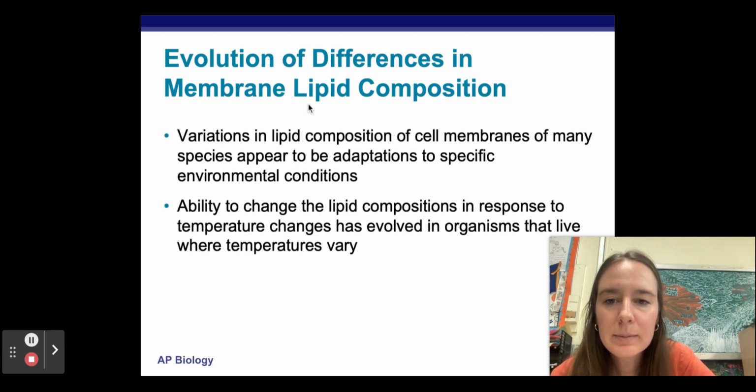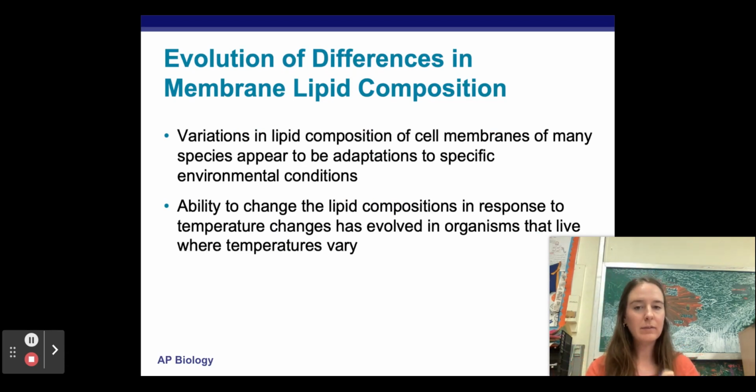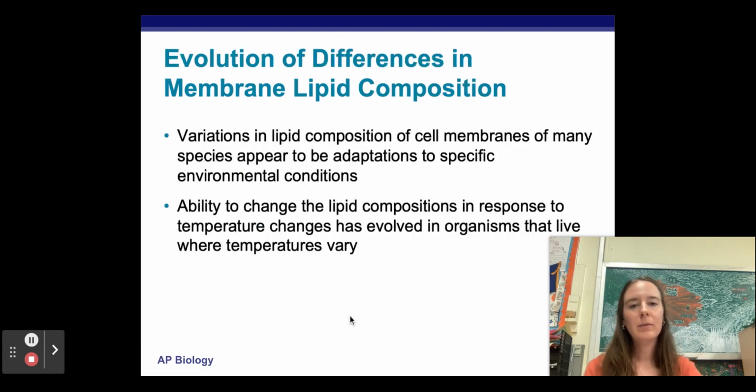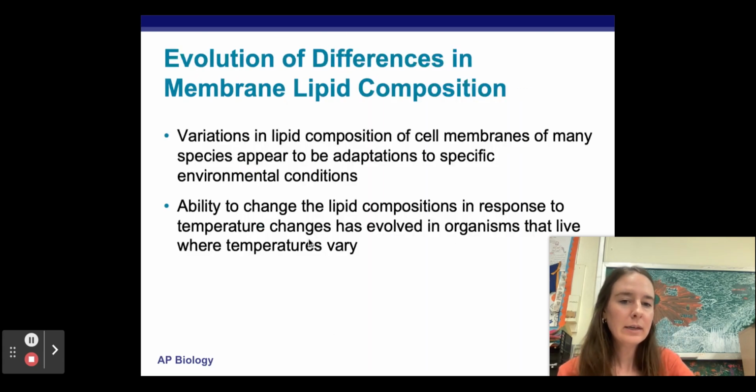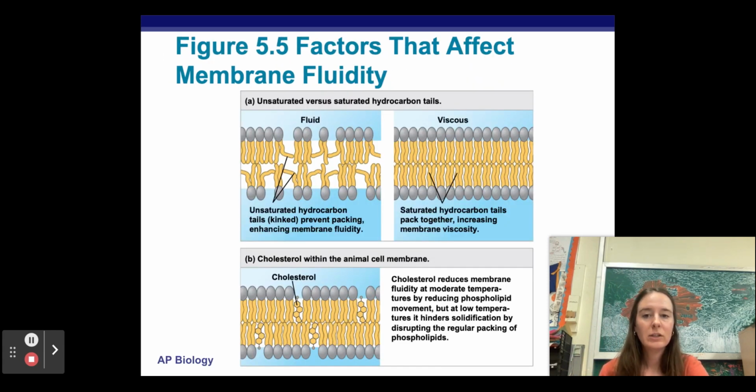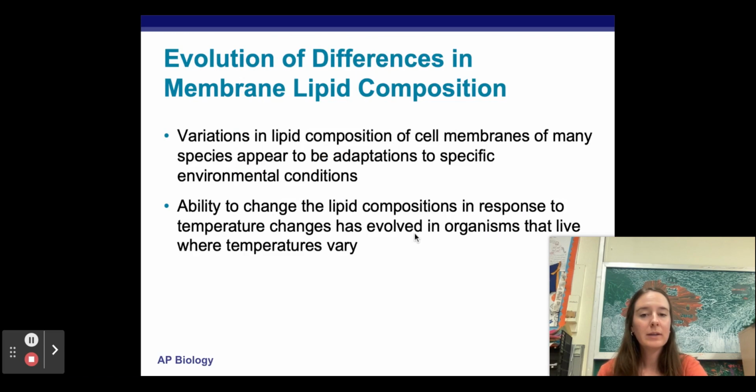Okay, so this is actually connected to evolution. Different types of living things have different membrane compositions. What that means is, which living organisms would have this type of membrane versus this type of membrane versus this type of membrane? Well, the idea here is that certain living things can actually respond to the temperature changes that they've evolved to live in.